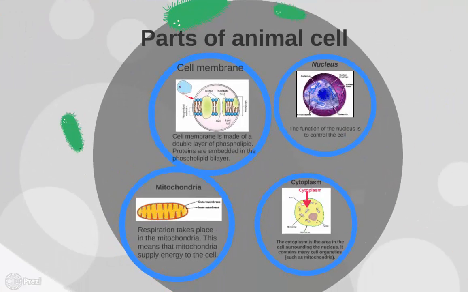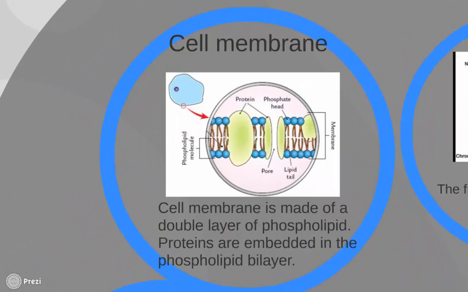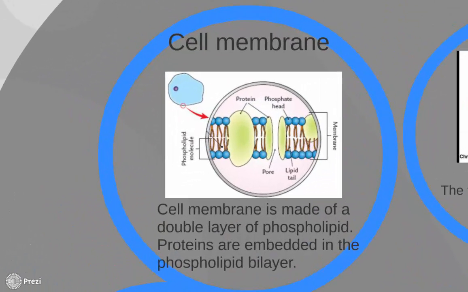Parts of the animal cell. We're going to take a look at the cell membrane first. Cell membrane. All membranes in and around a cell have the same structure. As you can see from the diagram, the cell membrane is made of a double layer of phospholipid. Proteins are embedded in the phospholipid. The functions of the membrane include: 1. Retention of liquid content. 2. Recognition of molecules. 3. Controls what passes in and out through the membrane.